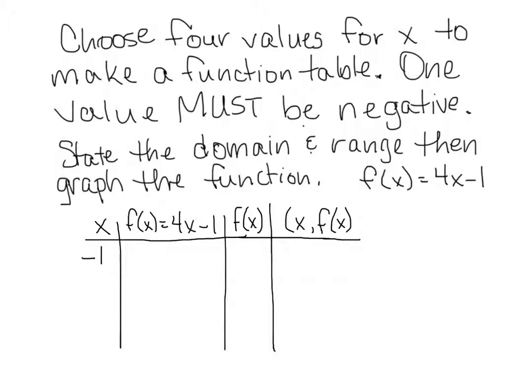I'm going to start with -1. I replace x with -1. 4 times -1 is -4 minus 1. Same signs, add and keep. That will be a -5, making my ordered pair -1, -5.